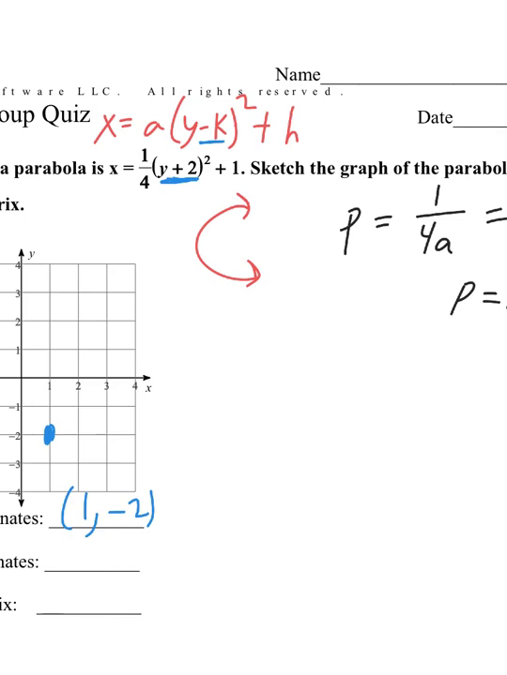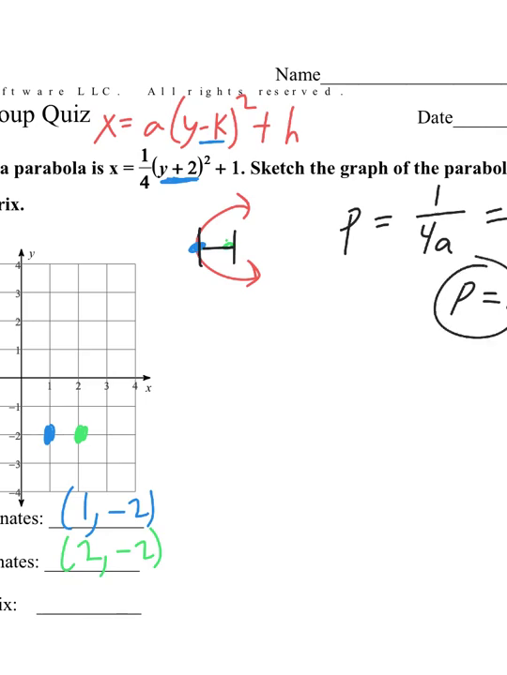So for this specific problem, if the vertex is here and the parabola opens to the right, that means the focus is going to have to be 1 unit inside. It's always inside the parabola. So the focal point will be right there, which is at an x value of 2 and a y value of -2. And again, the distance between the two, from here to here, that p-value is a distance of 1.